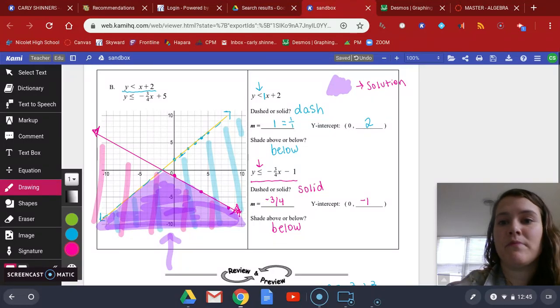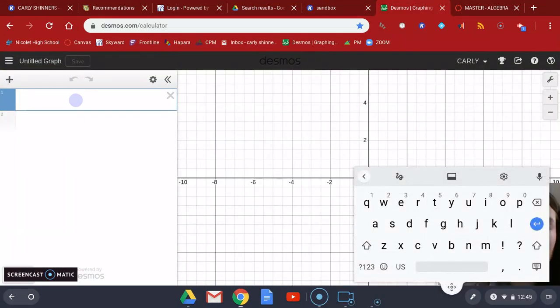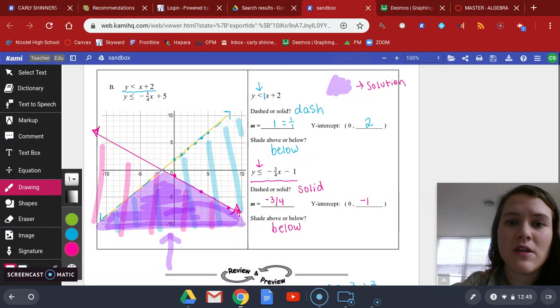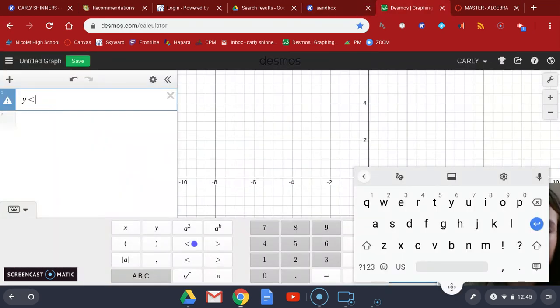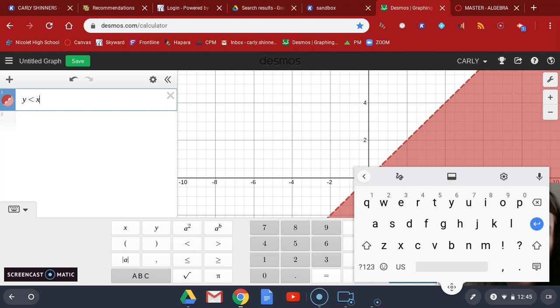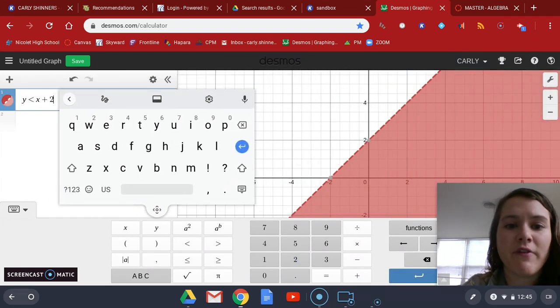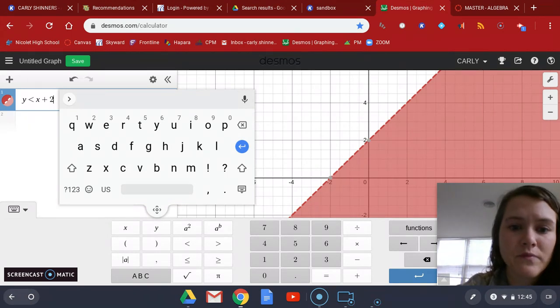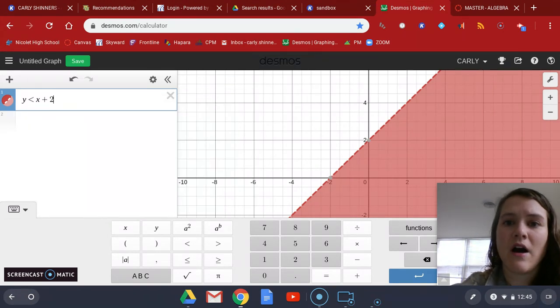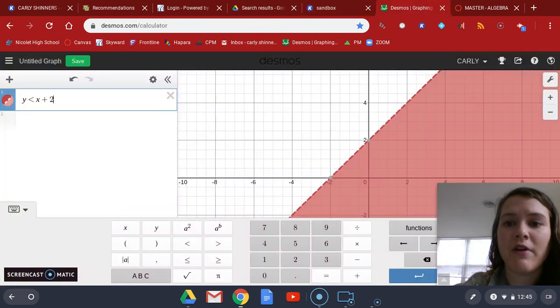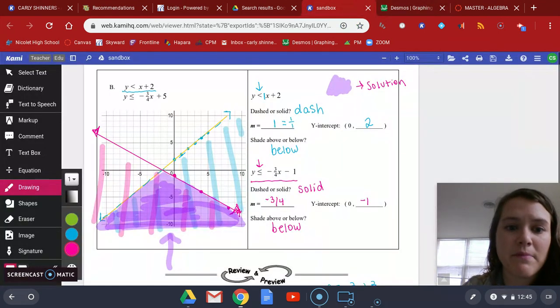So if you plop these in here, I would really urge you to use this. It's a really great tool here. So my first one is y is less than x plus 2. So I'm just going to go over here, x plus 2. So you can see that is our first line here. And we've got that graphed here in yellow there, right? You can see it's dashed, shaded below.